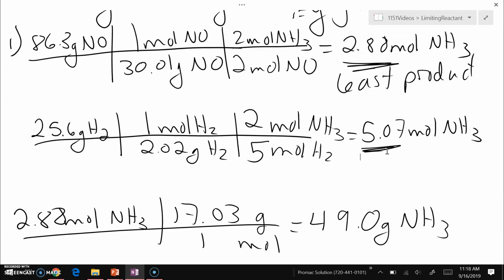So hopefully that helps with limiting reactant type problems and calculating theoretical yield. And then from here, if you were given the amount of NH3 produced, you could calculate percent yield.